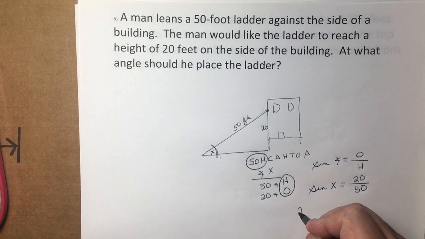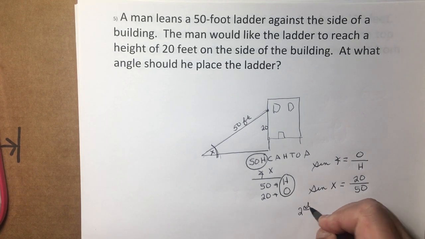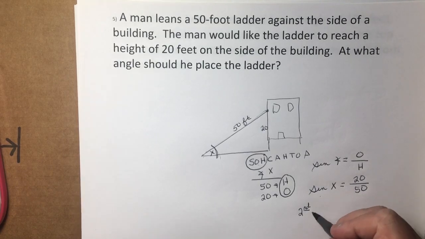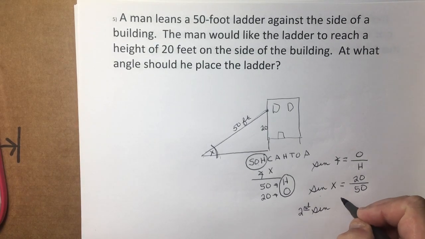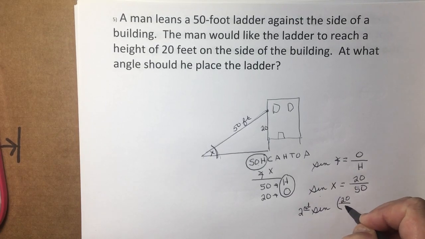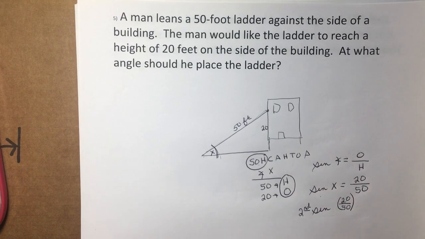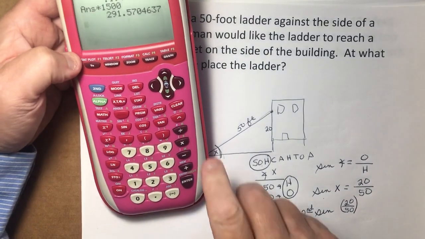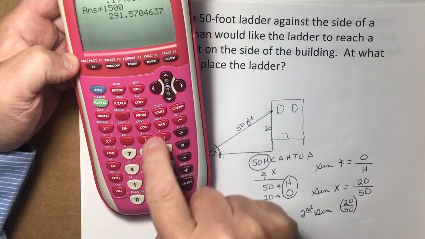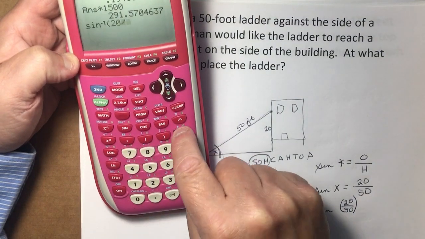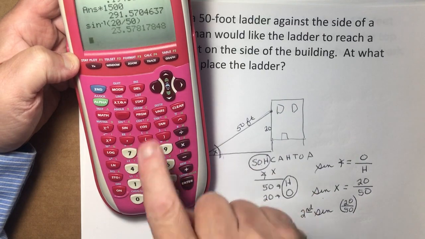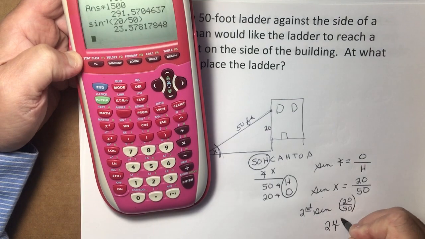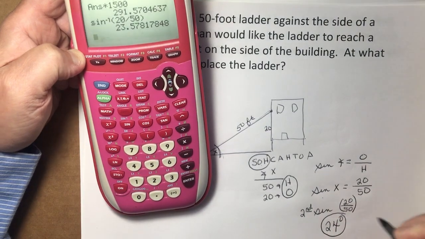Remember, when you're looking for an angle, you press second sine. Or if it was cosine, second cosine. If it was tangent, second tangent. Second sine when you're looking for an angle. Second sine, 20 over 50. Okay. Second sine, 20 divided by 50, close parentheses. And it says about 24 degrees. Okay.